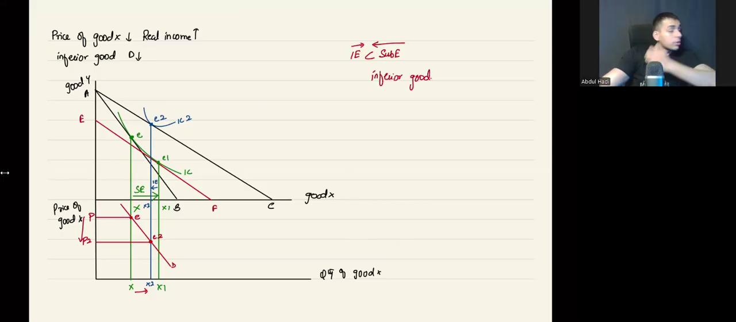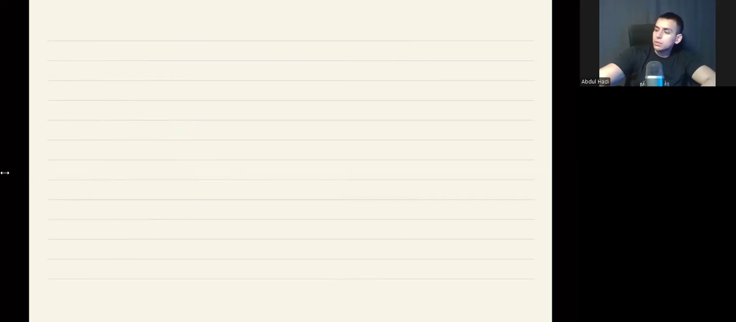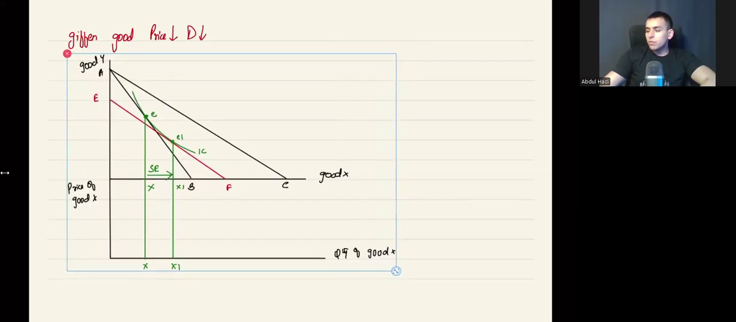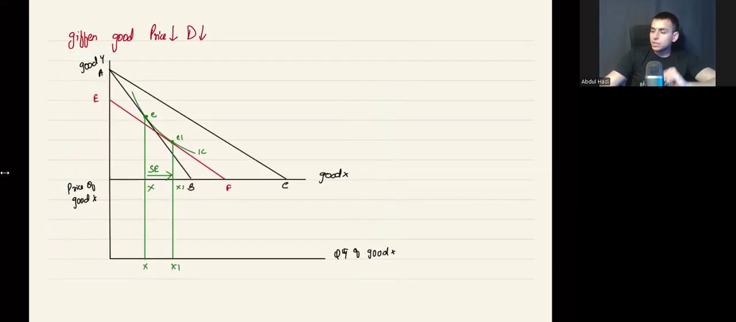Now, if we talk about Giffen good, same case. Your price is falling. And according to Giffen good, if your price is falling, your demand should fall as well because there is a positive relationship, right? The budget line slope will always be the same. There will be no change. Now from X to X1, it's the substitution effect.